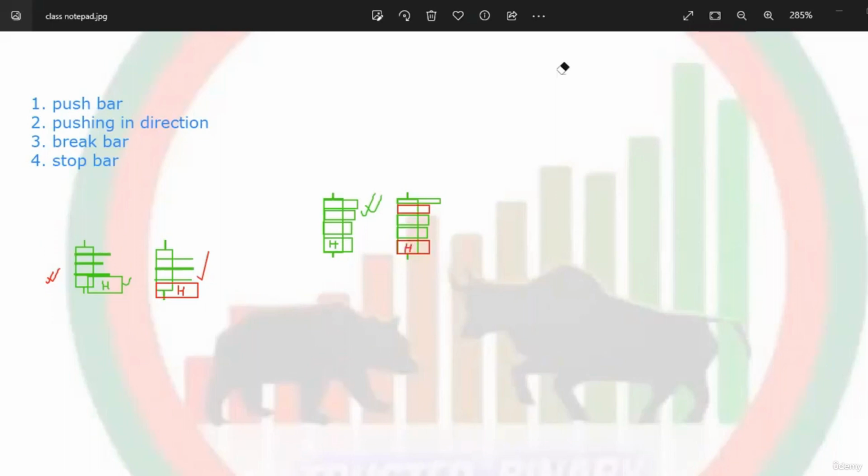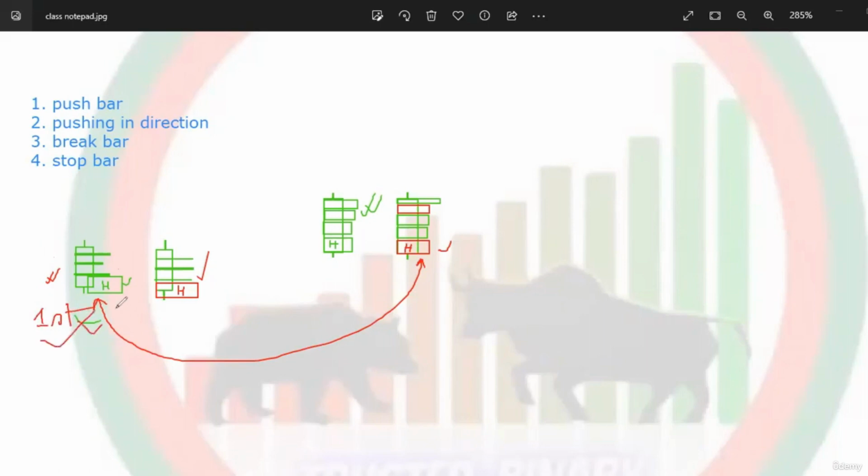Now try to understand. This is a push bar and this is also a push bar. If we compare this push bar and this push bar, which is more powerful between these two? Definitely the first one.